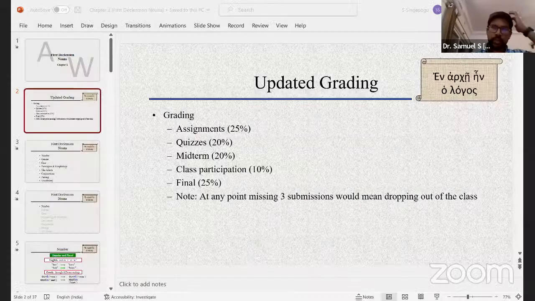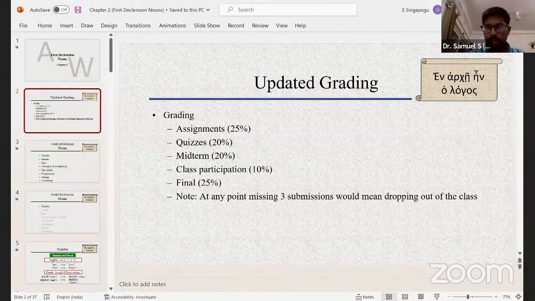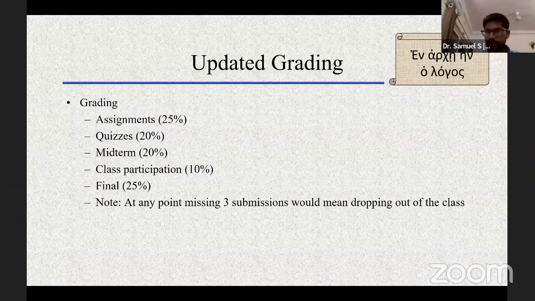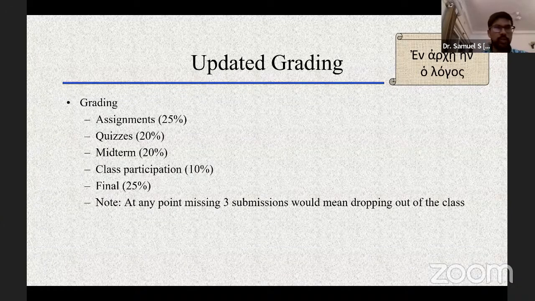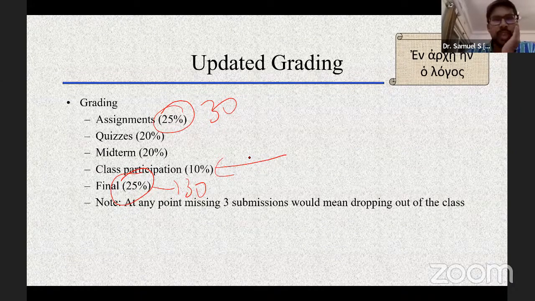Okay. So before we get into class number 2, an updated grading. There's a little change here. I told you last week that I might make a change. And the change is that I've taken out 5% from here. This used to be 30. Taken out 5% from here. This used to be 30. And now we have this new thing called class participation.